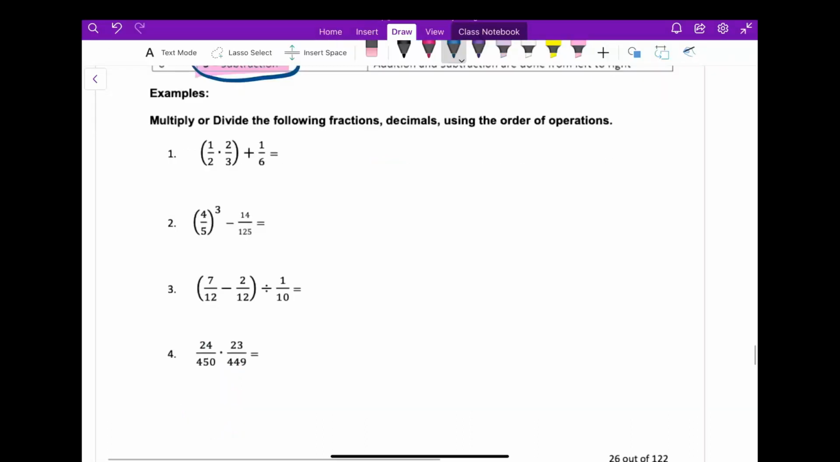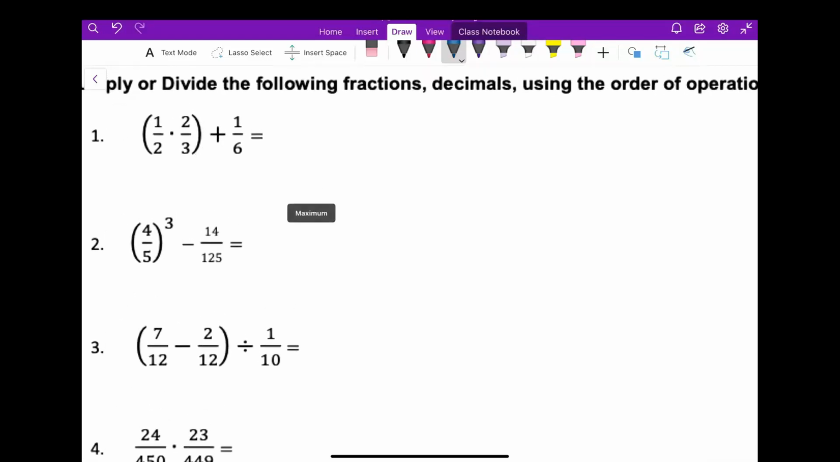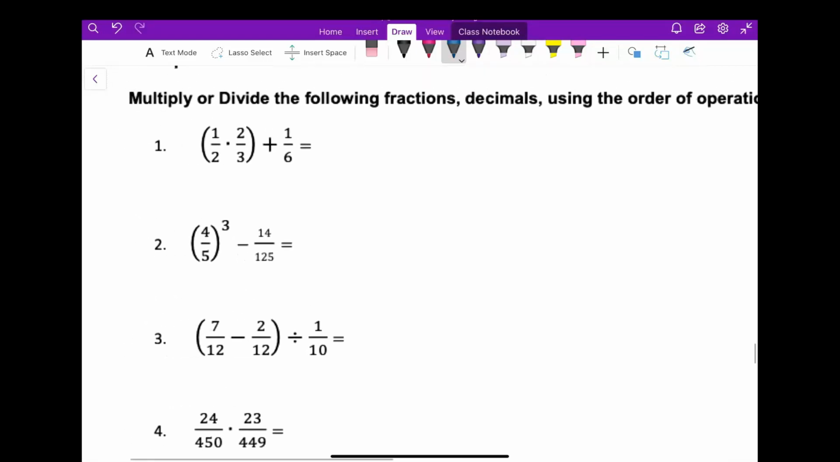Let's get started with some of our examples. It says to simplify the following fractions and decimals using the order of operations. So I'm going to go into lots of detail with all of these examples. Number 1, 1/2 times 2/3 plus 1/6.